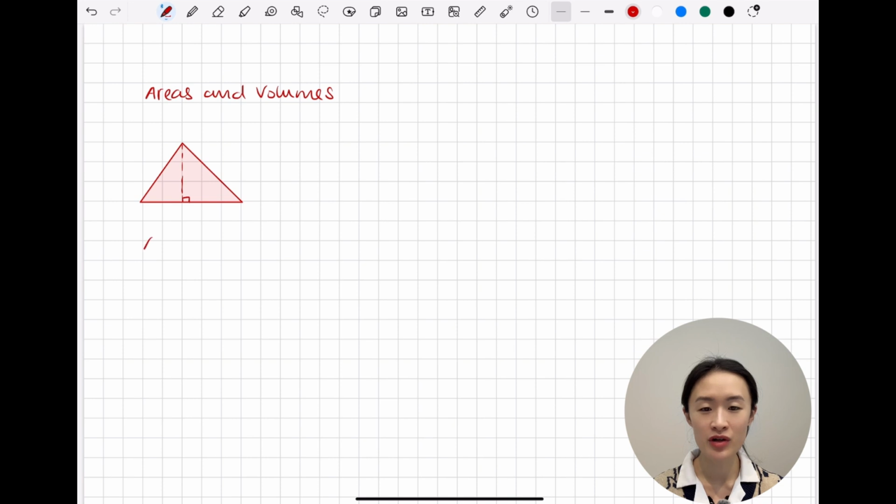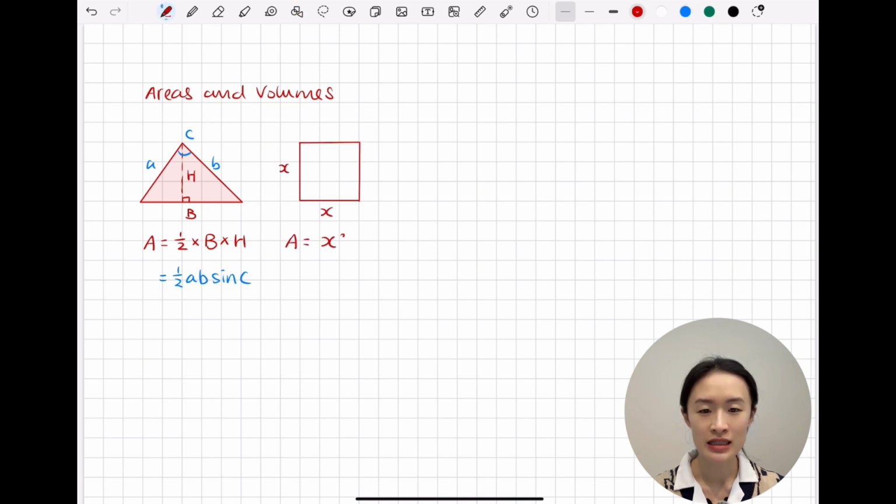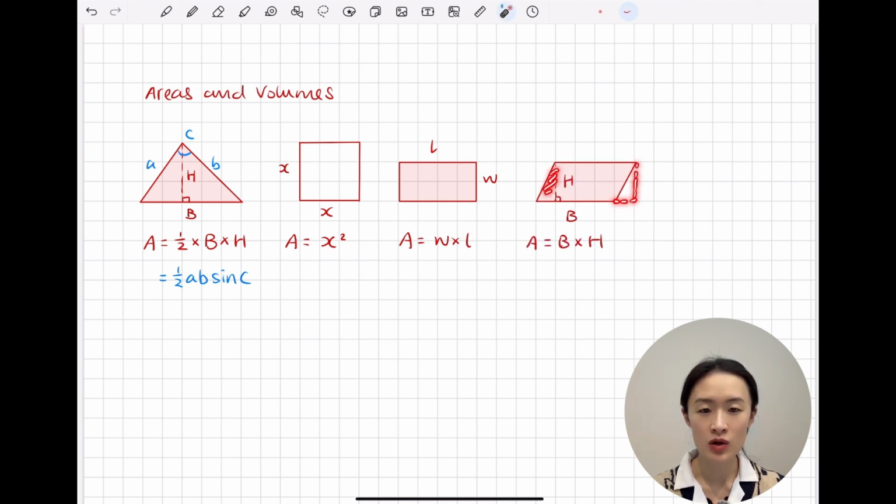We know that the area of a triangle is a half times base times height, or a half ab sine C. Moving on to the square, it is x squared. Rectangle is going to be width times length. Similarly, with a parallelogram, it's base times height. If we move this small right angle on the left to the right, we can make a rectangle.